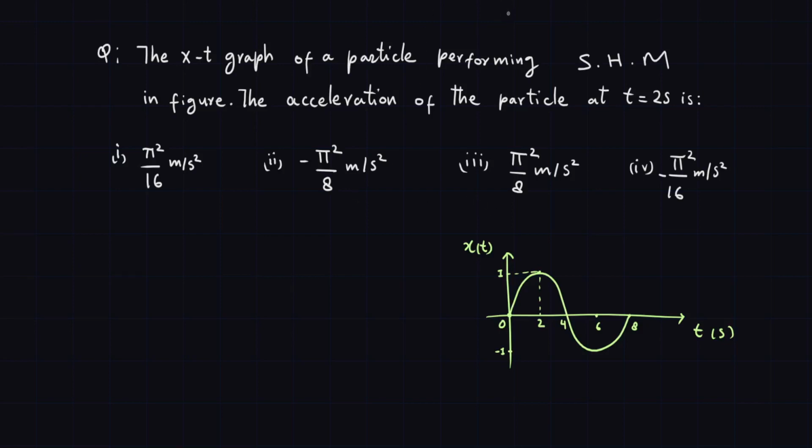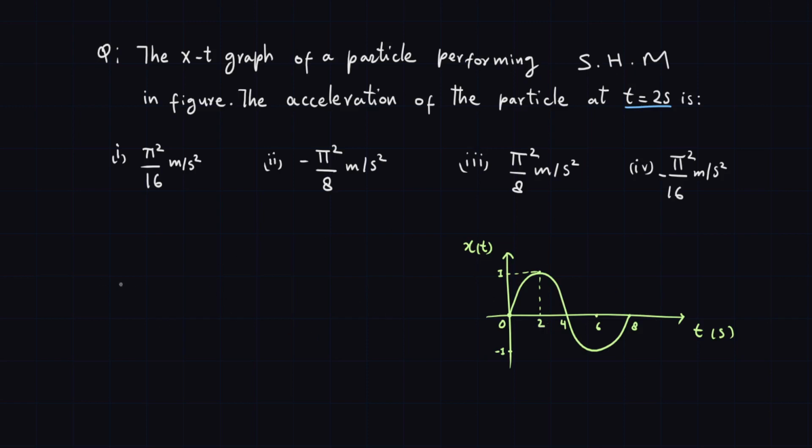This problem was asked in this year's NEET physics. A particle is performing simple harmonic motion and its displacement time graph is given, and we are asked to find the acceleration at t equal to 2 seconds. You can solve this problem by two methods. One is you know the direct formula for acceleration of a particle performing SHM, or you can develop that equation from the given information. If you know the first method, you can skip the second method.